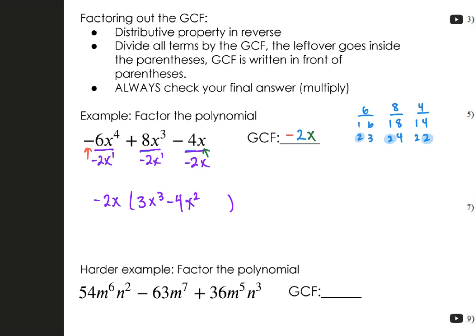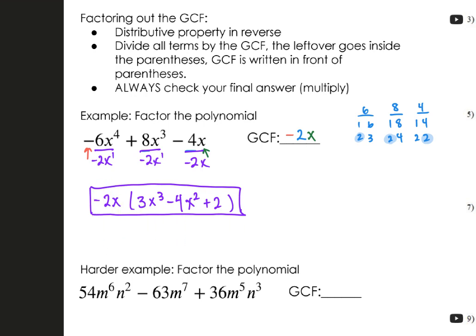Lastly, negative 4 divided by negative 2 is a positive 2. Then x to the first divided by x to the first is x to the 0. Basically, the x's are going to cancel out and make just a single one. So this is my final answer. I've factored it. I've broken it apart into two factors, my GCF and the leftover.